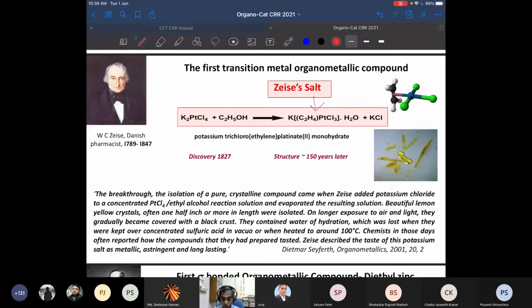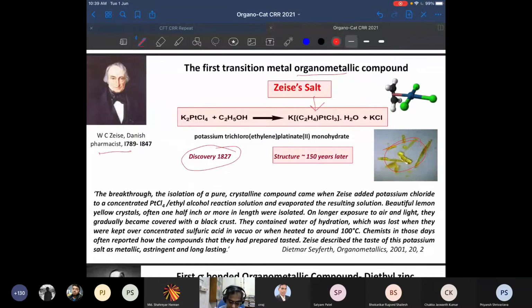That's K[(C2H4)PtCl3], a complex that is basically an organometallic. But at that time, it was not named an organometallic at all. This is a typical picture that I have shown on the right-hand side. The yellow crystals are there. The initial discovery was in 1827 by a Danish pharmacist, not a chemist. It's basically a pharmacist, and the structure was established almost 150 years later.